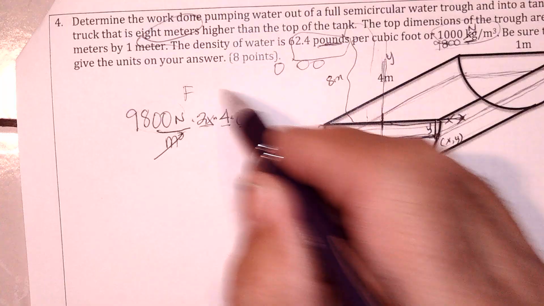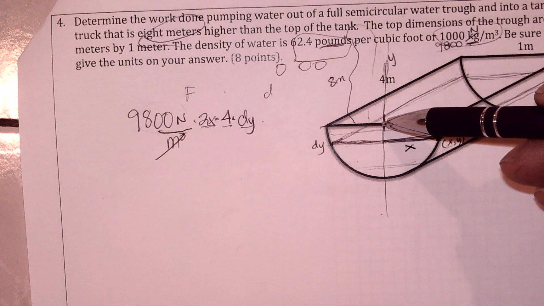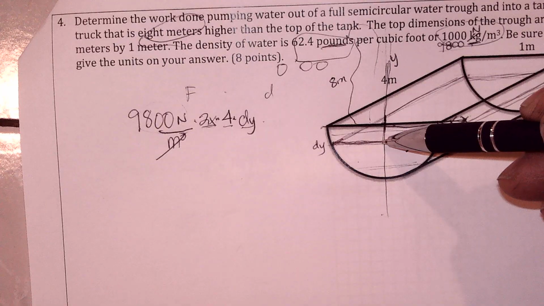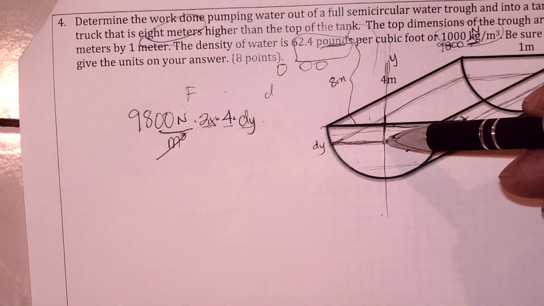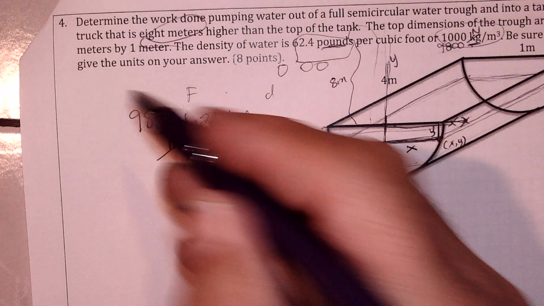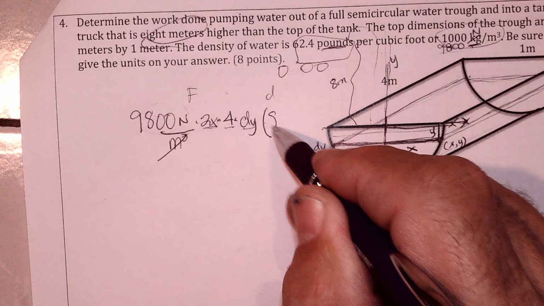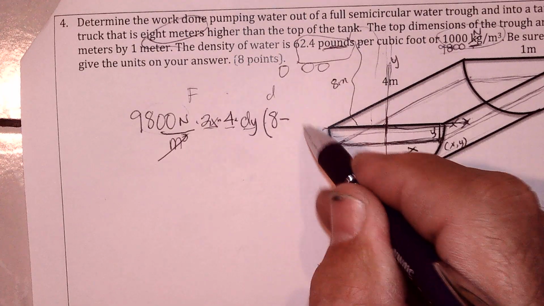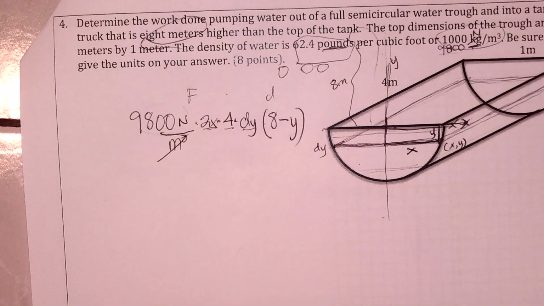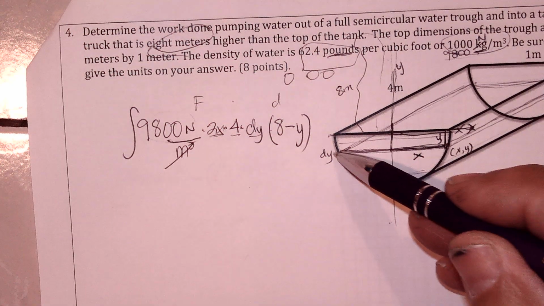This is the force times the distance. The distance this slice has to go up is the 8 to the truck and how far down it is. And this is y. But this y will be a negative number if you put positive up there. So the distance it's being lifted is 8 minus the minus y, which makes it plus, because y is negative. So 8 plus y. And y, dy, is got to go.